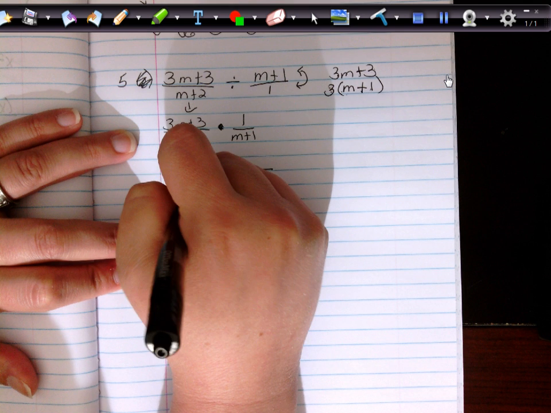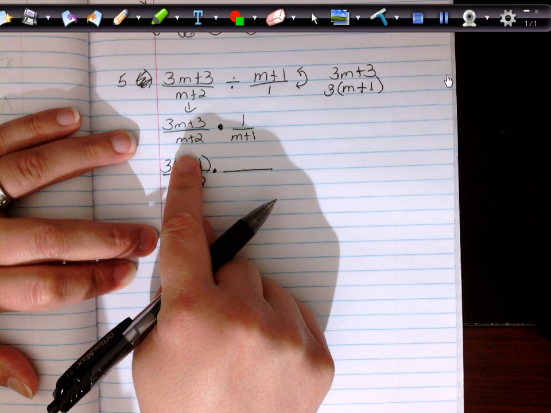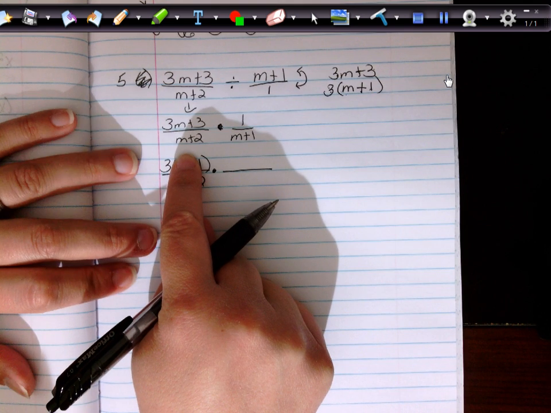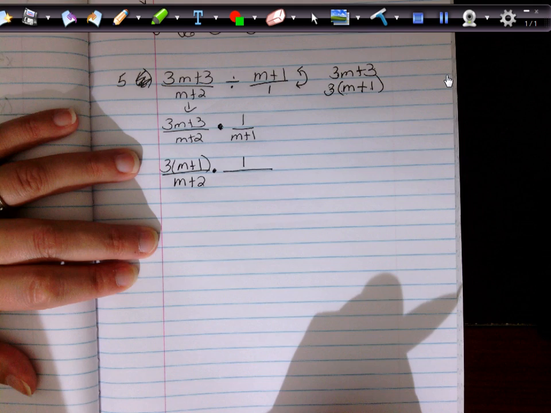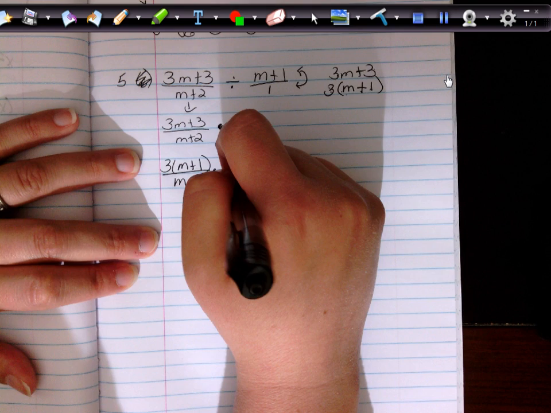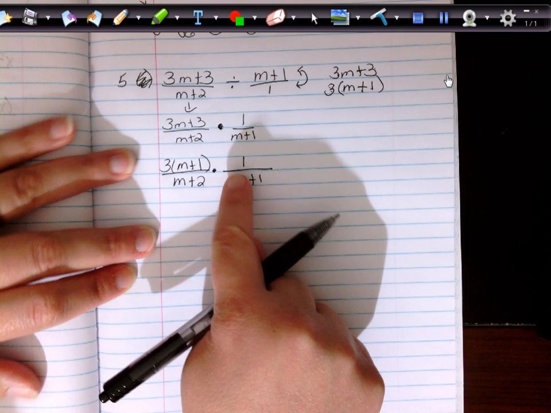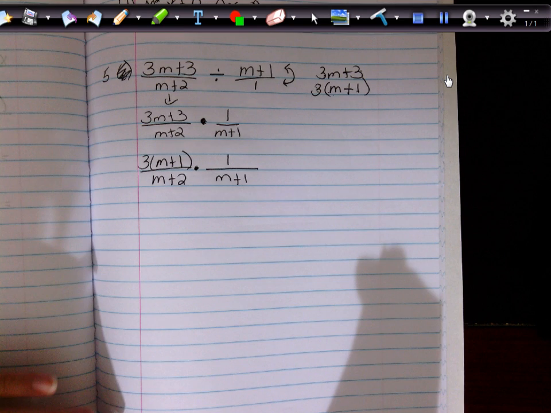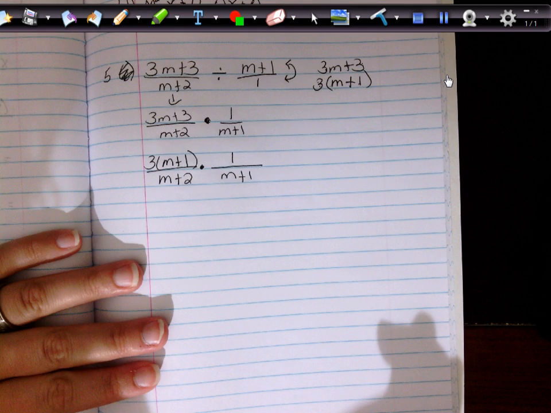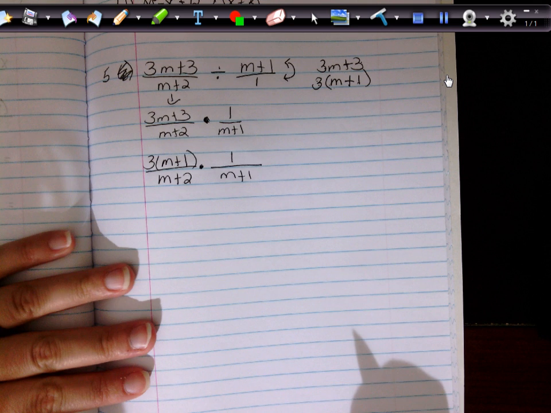I still have my m plus 2 on the bottom. It's a binomial, but I don't have a GCF, and 2 is not a perfect square. The 1 right here can't be factored either. And then the m plus 1 can't be factored because m plus 1 doesn't have a GCF, and it's not perfect squares. So that one was decently easy. We only had one thing that we actually had to factor there, and it was just factoring out a GCF.